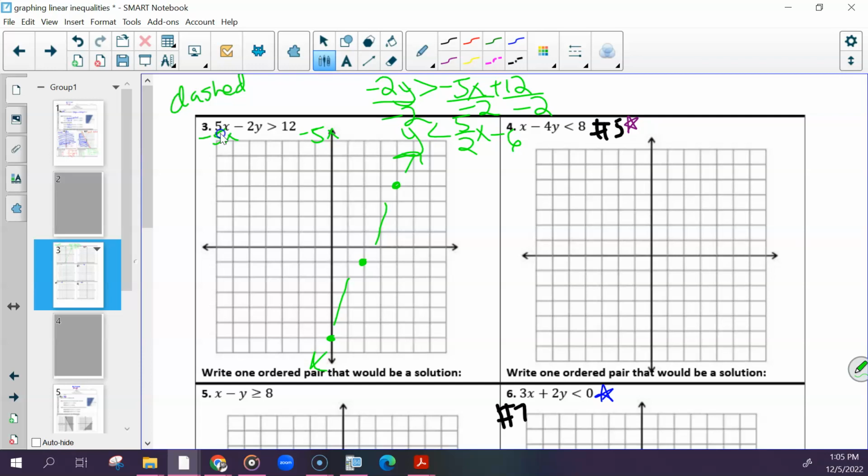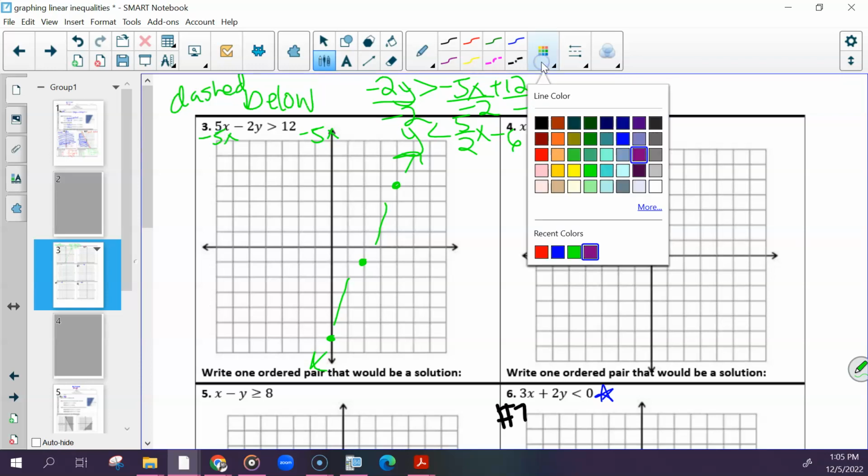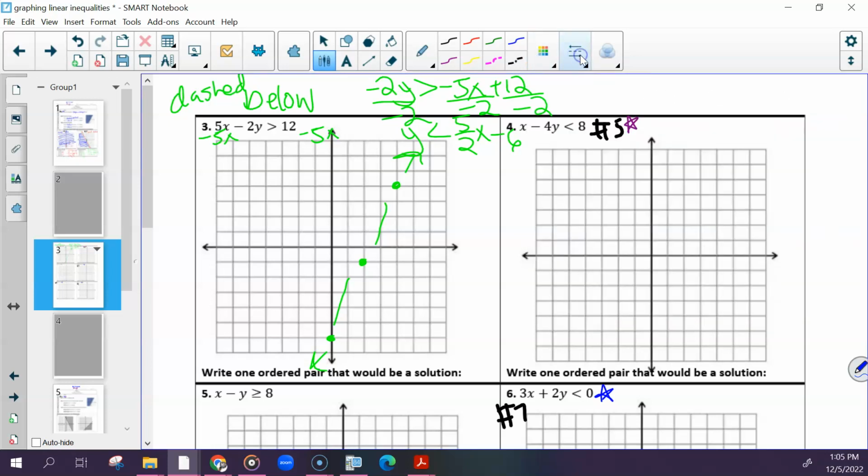Would this be shaded above or below? Look at this side. Below. So less than is always below. Now for this one, if you're not sure, again, look at your y-intercept. Draw up and down arrows. Below would be underneath. Underneath is right here.